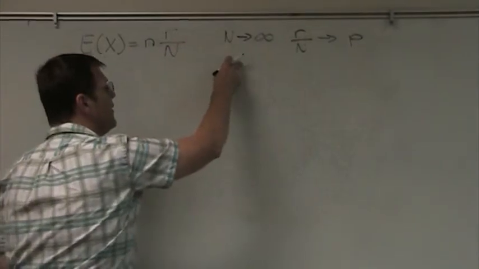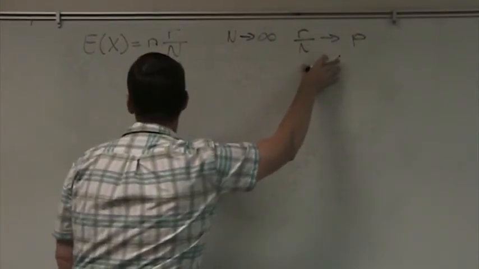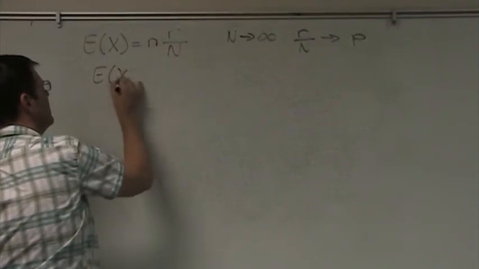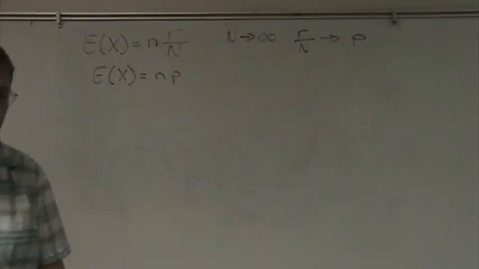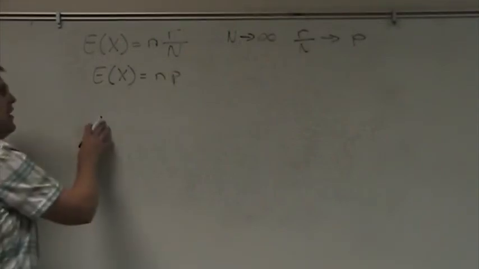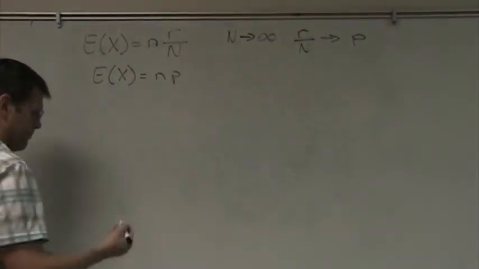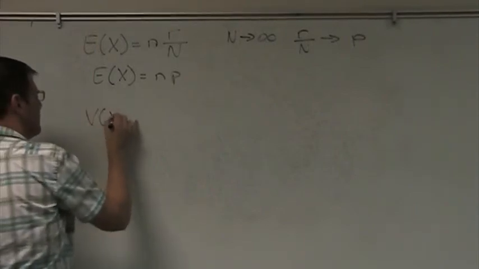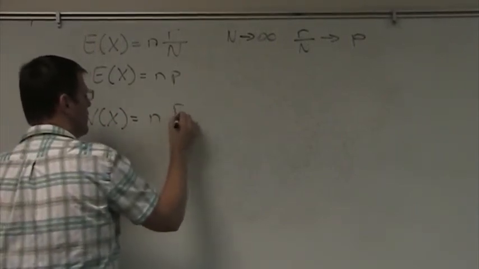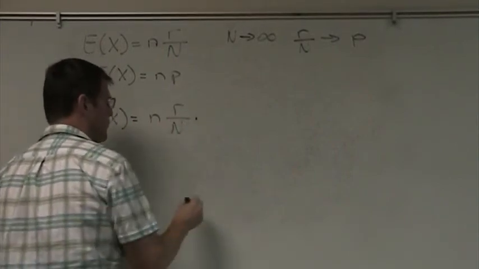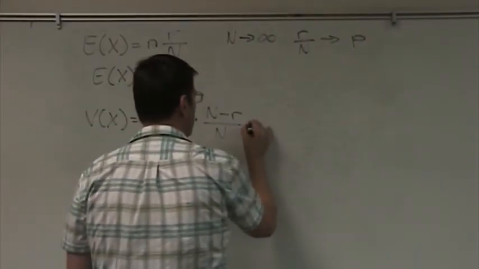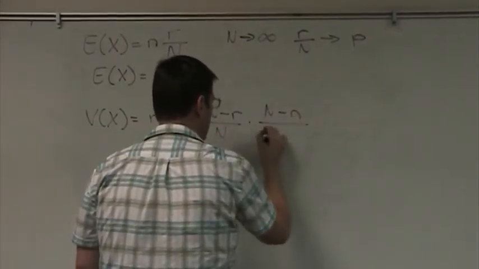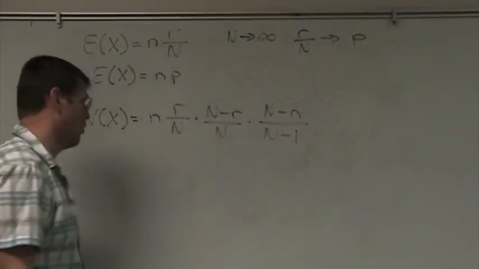So as N goes to infinity and r over N goes to P, then the expected value of x is equal to n times P. You've seen that formula before. We'll come back to it in a moment after we do the variance. We'll do the variance here, put the result up here. So for the variance of x, I said n times r over capital N times N minus r over capital N times capital N minus little n over capital N minus 1.